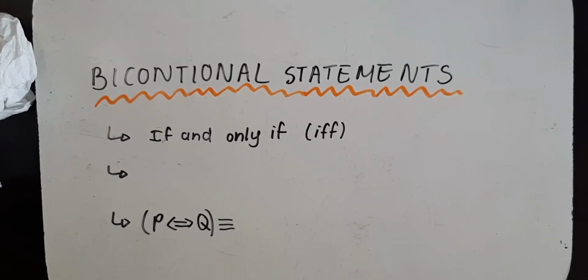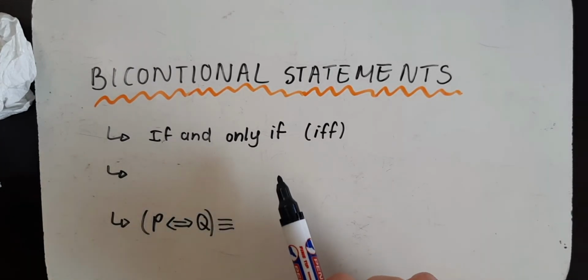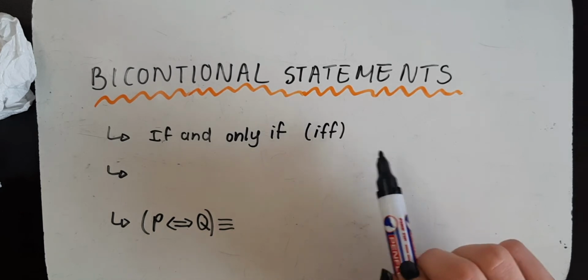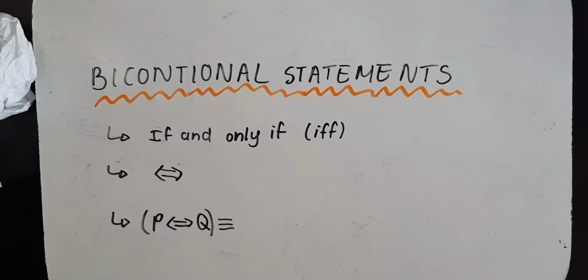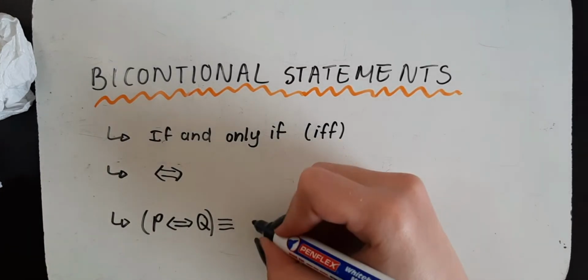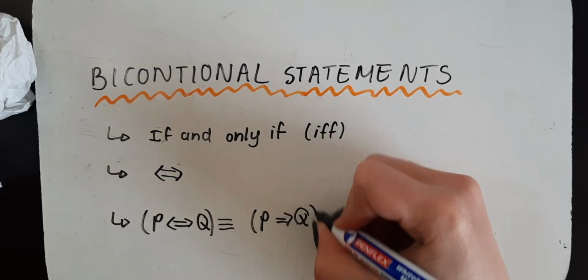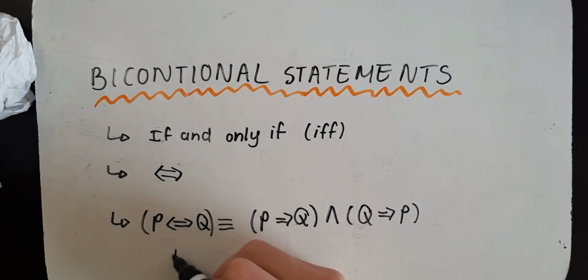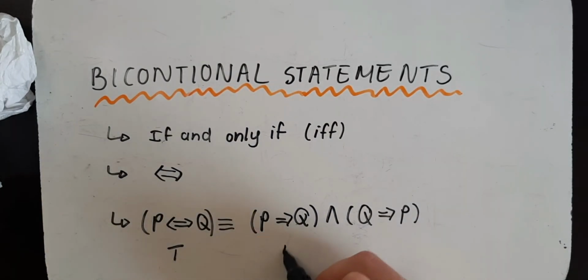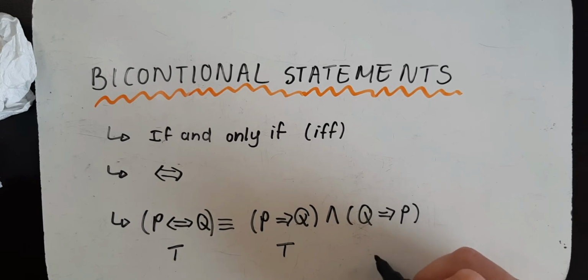Firstly, we will look at biconditional statements. This will be indicated in a test by the words if and only if, or it can be abbreviated as IFF. The symbol for the biconditional statement is this double implication symbol. Now, it is exactly that. It is a double implication. So the biconditional of P and Q is logically equivalent to P implies Q and Q implies P. So this is only true if the implication P implies Q is true and if Q implies P is true.